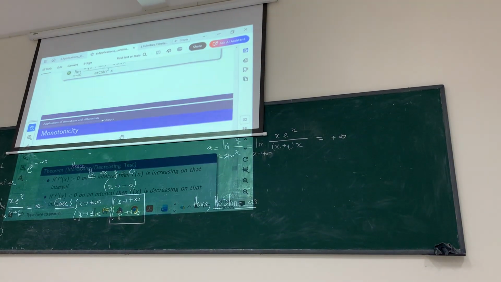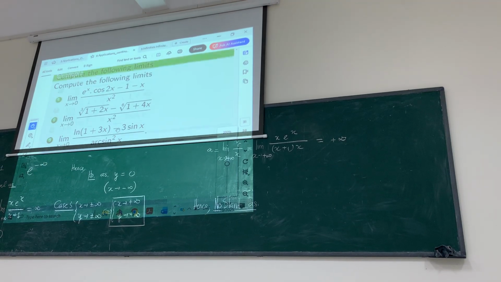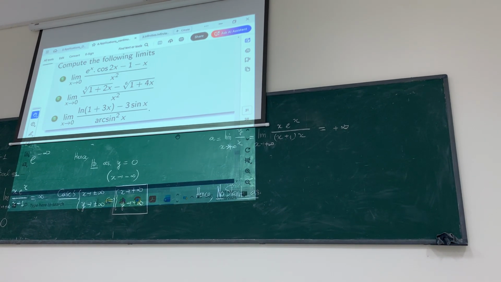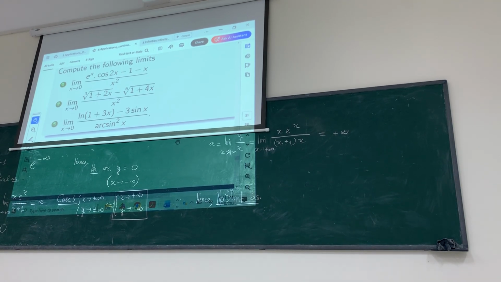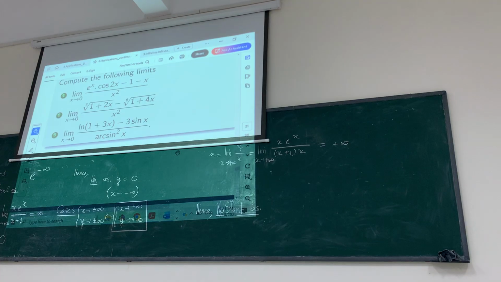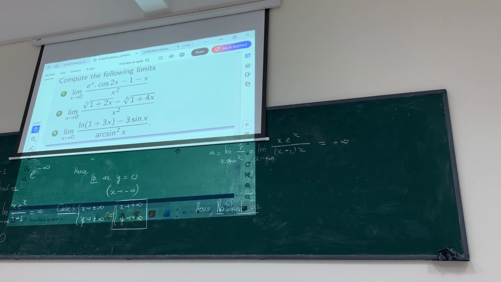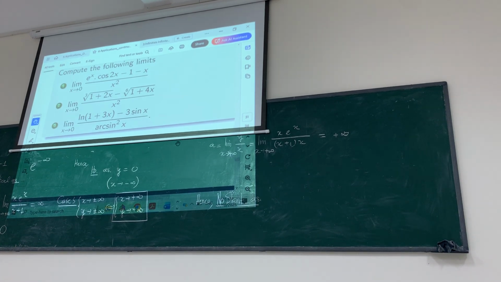Okay, now continue. I want you to find the limit belonging to example 3. Use the Maclaurin expansion to find the limit in example 3.